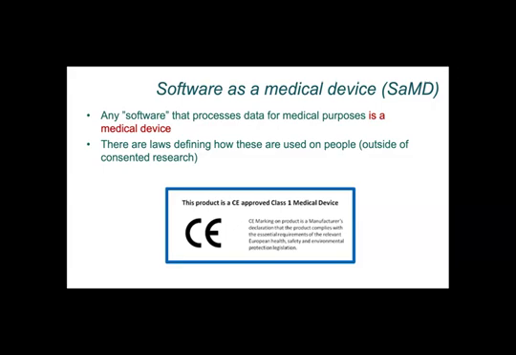So an Excel spreadsheet programmed with a risk calculator is a medical device, and there are laws defining how these can be used on people outside of consented research anyway. Typically, once you have a device, these devices need to be CE marked, or the UK equivalent. What the CE marking does is not say that this is an effective treatment or device, but that it's been appropriately tested and we know how it is going to perform and who it is meant to perform on.